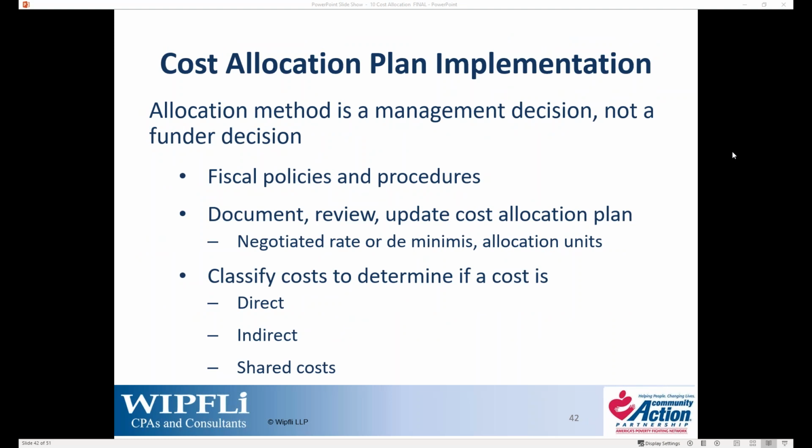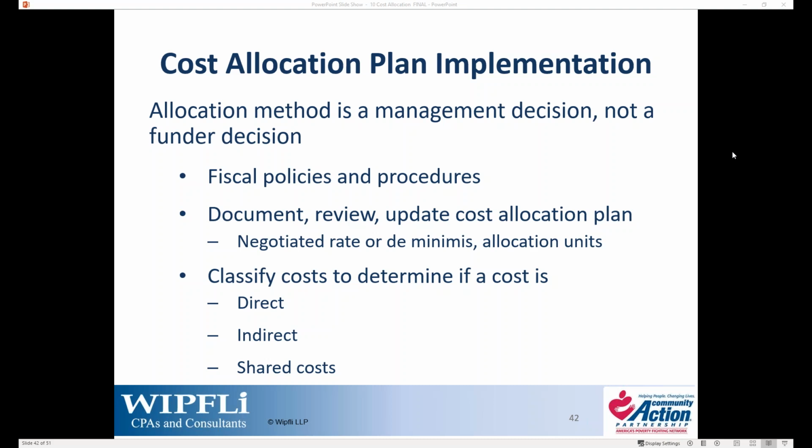So, cost allocation plan implementation. The allocation method you use is a management decision, not a funder decision. Sometimes there are funding sources that want to tell you how to do your organization's cost allocation, and I really have to stress that this is a management decision. It needs to be supported in your fiscal policies and procedures. You need to document, review, and update your cost allocation plan on a regular basis, whether you're using a negotiated rate or the de minimis, or you're using a direct allocation methodology.